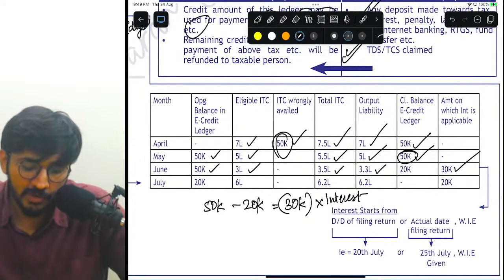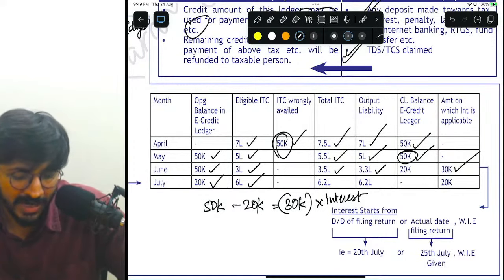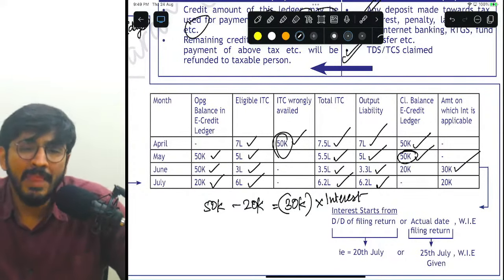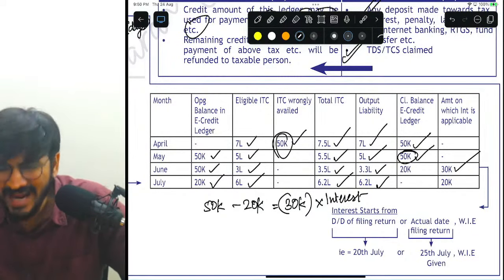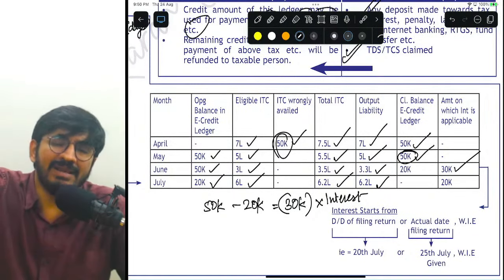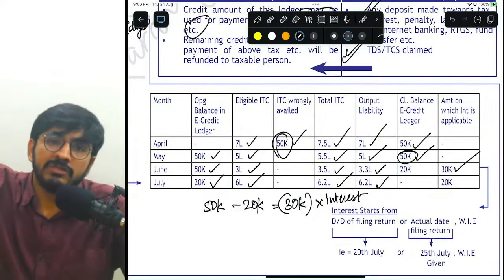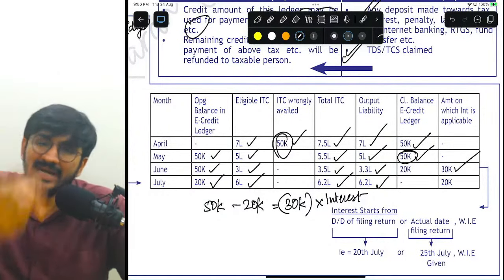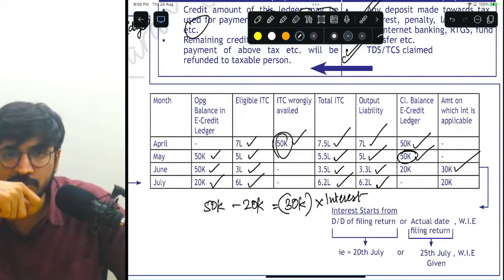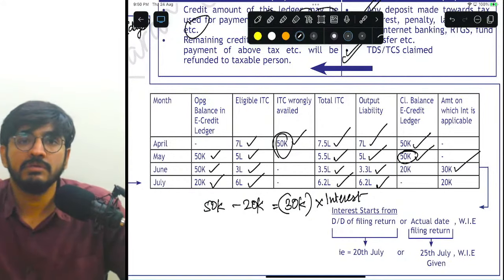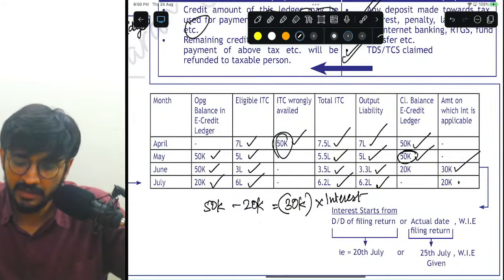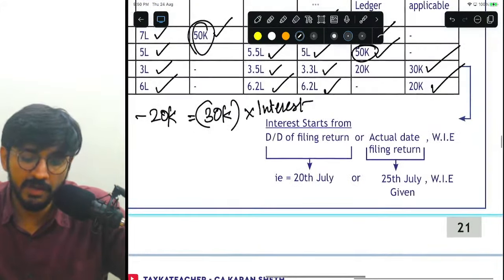In July, you have 20,000 carry forward, 6 lakhs is your eligible ITC, total ITC 6.2 lakhs. 6.2 lakhs is your liability. Now there is no ITC in your e-credit ledger and the wrongly availed ITC is 50,000. Now 30,000 is an amount on which interest is levied. 20,000 will also be an amount on which interest will be levied, my dear friends, because it is now wrongly utilized.